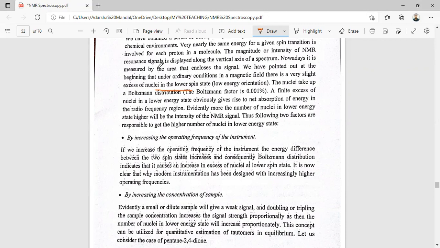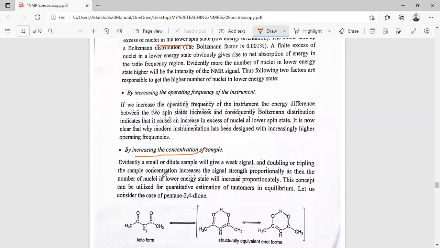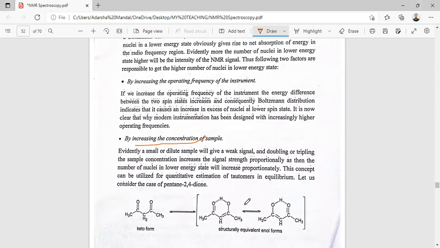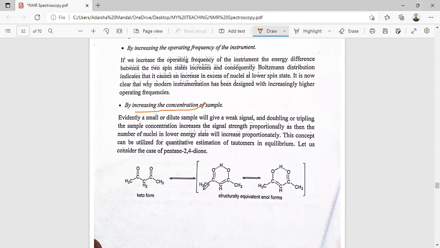and the second way is by increasing the concentration of the sample. A small or dilute sample will give a weak signal, and doubling or tripling the sample concentration will increase the signal strength proportionally, as the number of nuclei in the lower energy state will increase proportionally. These concepts enable the quantitative estimation of the equilibrium. So if we increase the sample concentration, that will increase the intensity of the signal.